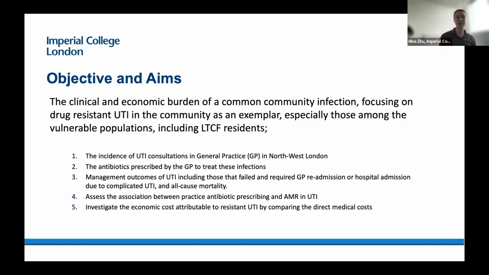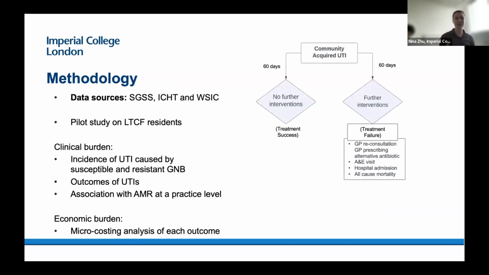What we're going to do is look at the incidence of UTI consultations at GP practices in North West London, the antibiotics prescribed by those GPs, and management of the outcomes. That will include failed outcomes such as GP readmission, hospital admission, etc. We're going to assess the association between practice level antibiotic prescribing and AMR in UTIs, and investigate the economic cost attributable to resistance. We're going to go into that further again.